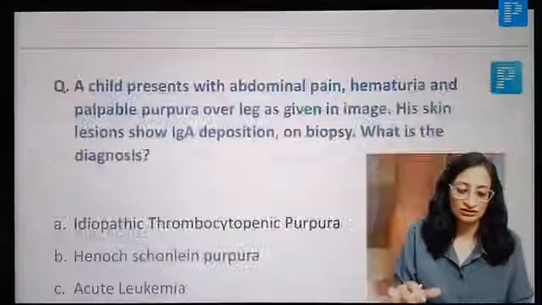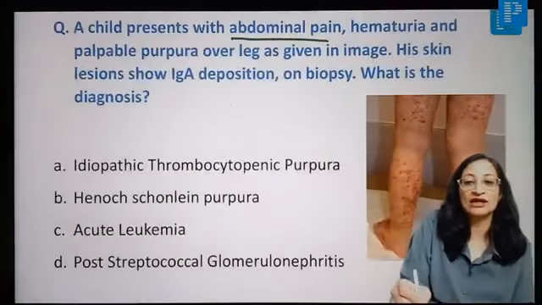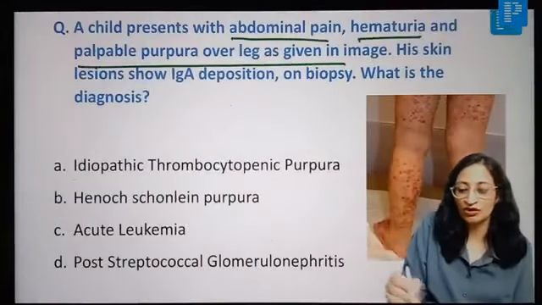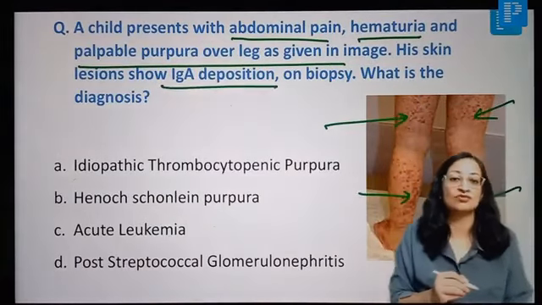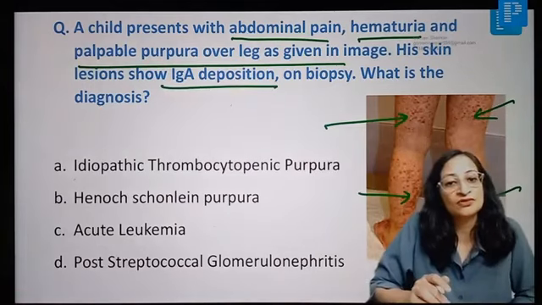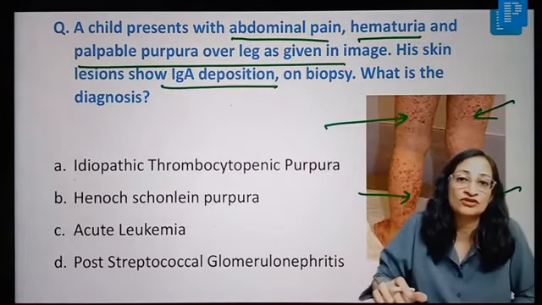Right. Moving ahead. A child presents with abdominal pain, hematuria, and palpable purpura over the legs. You can see these purpura spots are palpable and raised from the surface. Skin lesions show IgA deposition on biopsy. What is your diagnosis? Is it idiopathic thrombocytopenic purpura, Henoch-Schonlein purpura, acute leukemia, or post-streptococcal bronchiolitis?